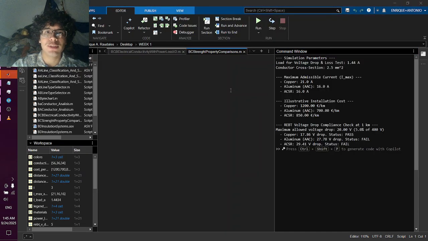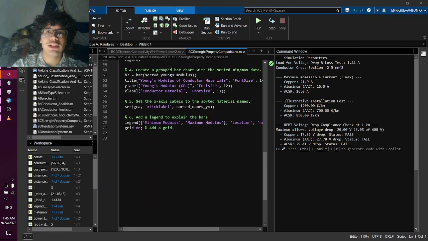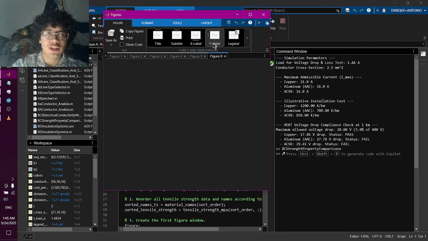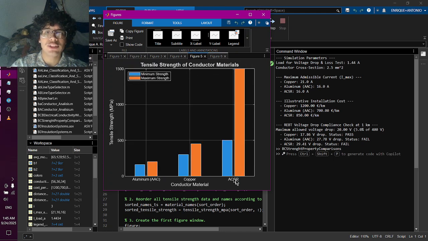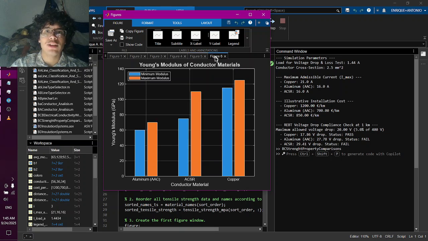We have made a similar program for comparing the physical properties of the materials, where something interesting to note is that whilst the aluminum steel composite has the highest tensile strength, which makes sense as steel is a very strong material, it can support up to 1500 megapascals, far more than the copper or the aluminum. Copper actually has the higher Young's modulus, meaning it is more rigid, meaning it might perform better in windy areas or places where you want a conductor that doesn't deform as much or doesn't move as much.